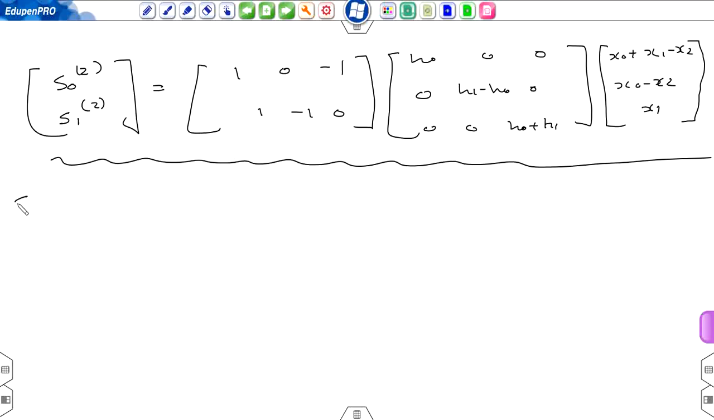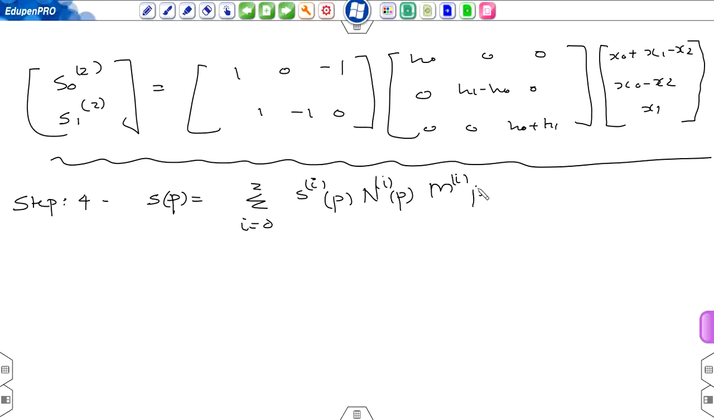Okay, so in step 4 you have to compute s of p, that is equal to the summation i equal to 0 to 2 of s of i p, capital N of i p, capital M of i p, mod M p.